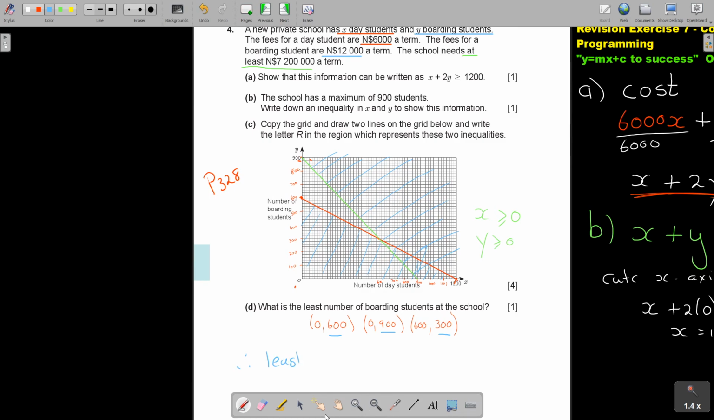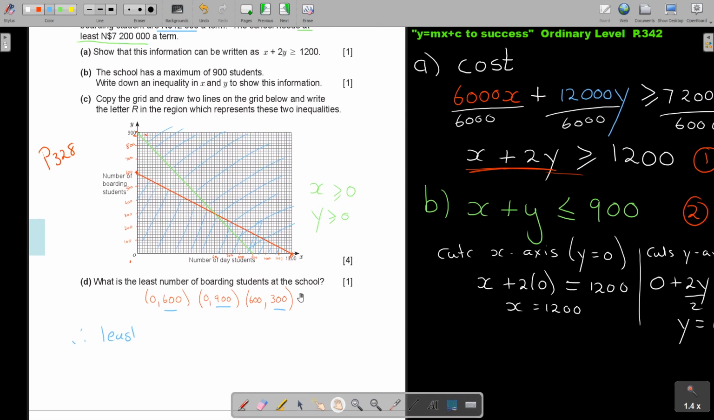So therefore, I want to rather write it here and call it number D. Least number of boarding students is 300, and it's showing you this one. Okay, if they said the maximum of students, I think it would have been also this one. Then it would be x plus y, and then it will still be that answer.